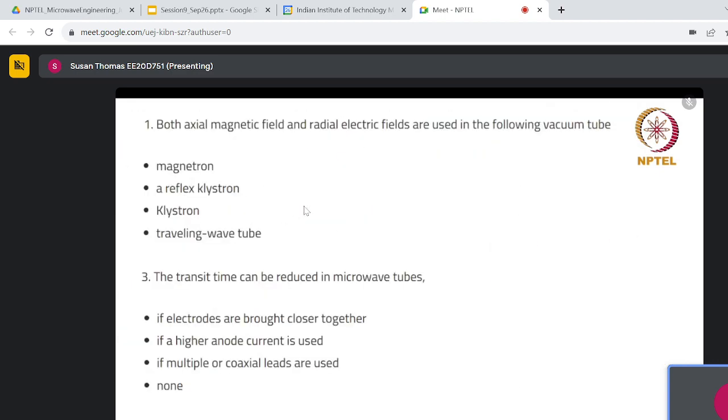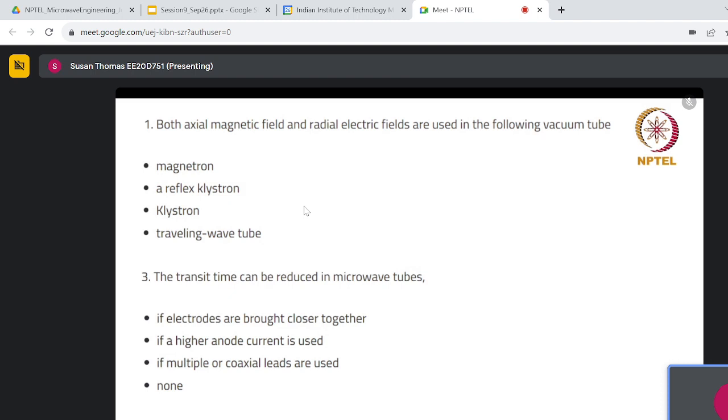Okay. Now I have a few more questions like this, MCQs. Both axial magnetic field and radial electric fields are used in the following vacuum tubes. Axial magnetic field and radial electric field.